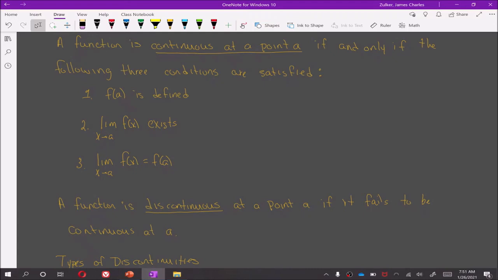If, however, it is defined at a, we then check to see if the limit as x approaches a of f of x exists. If it does not exist, we're done. The function is not continuous. If the limit does exist, we check to see if that limit is equal to f of a. If they are not the same, the function is not continuous. If they are the same, then the function is continuous.